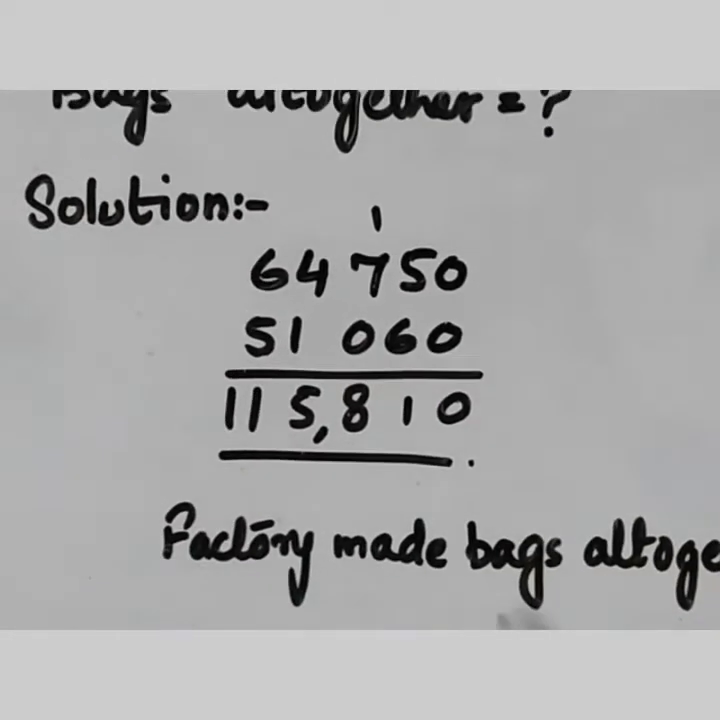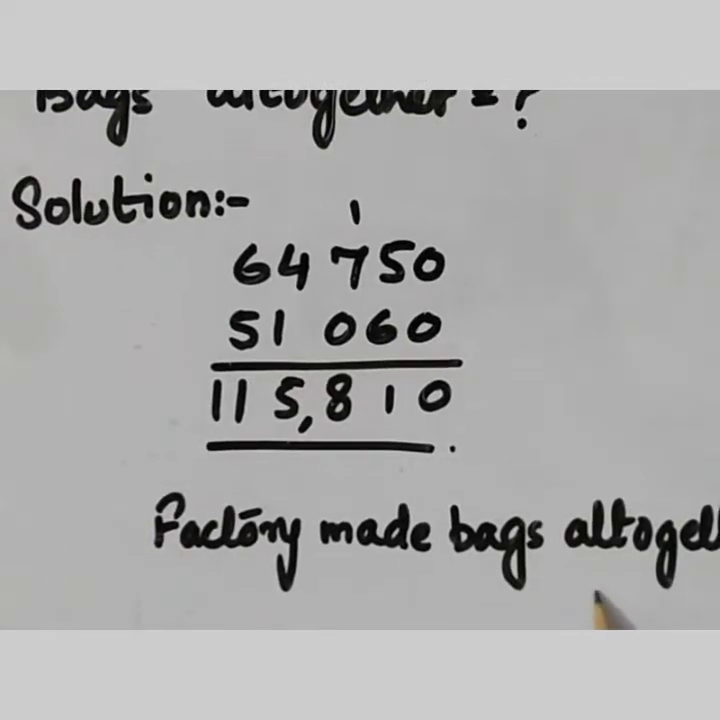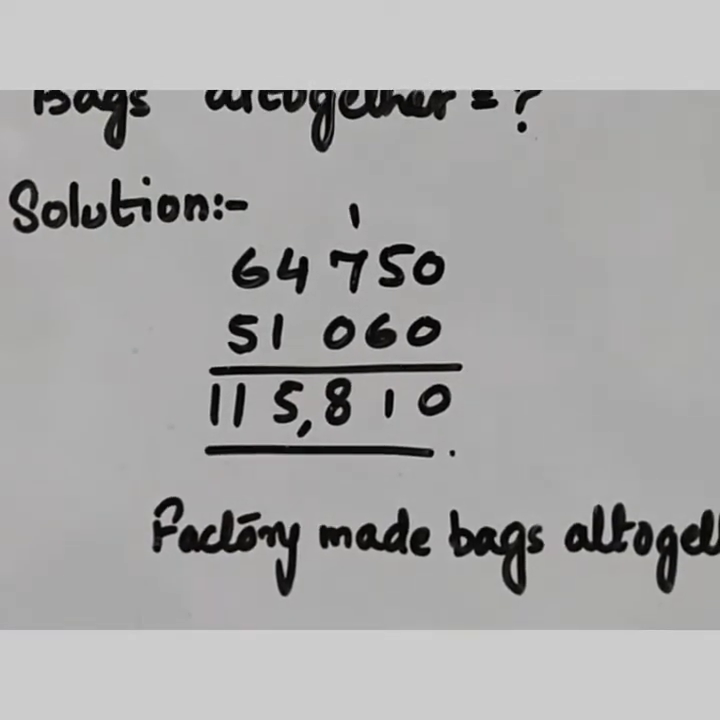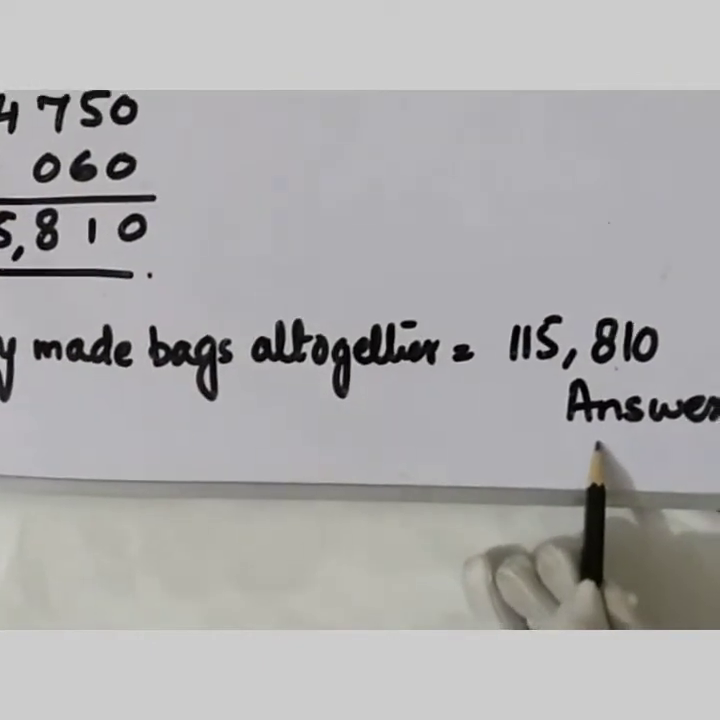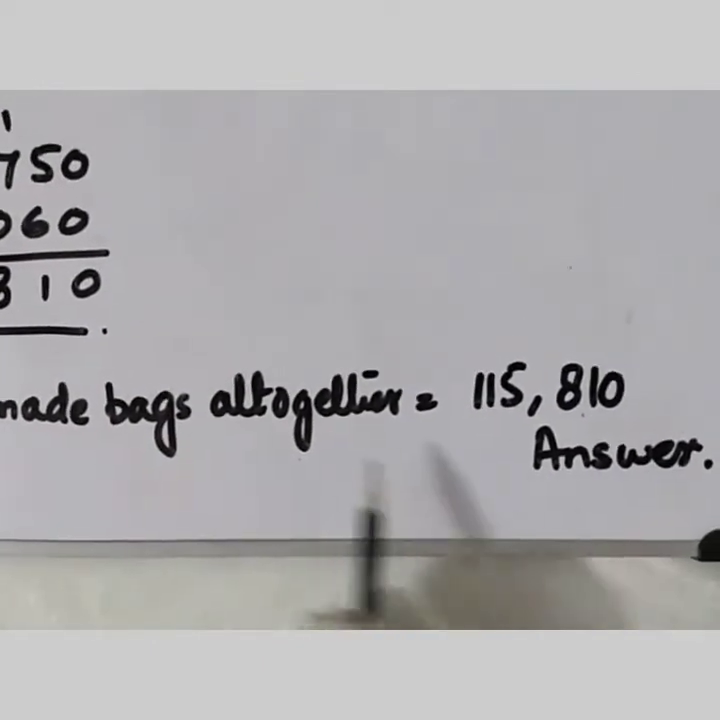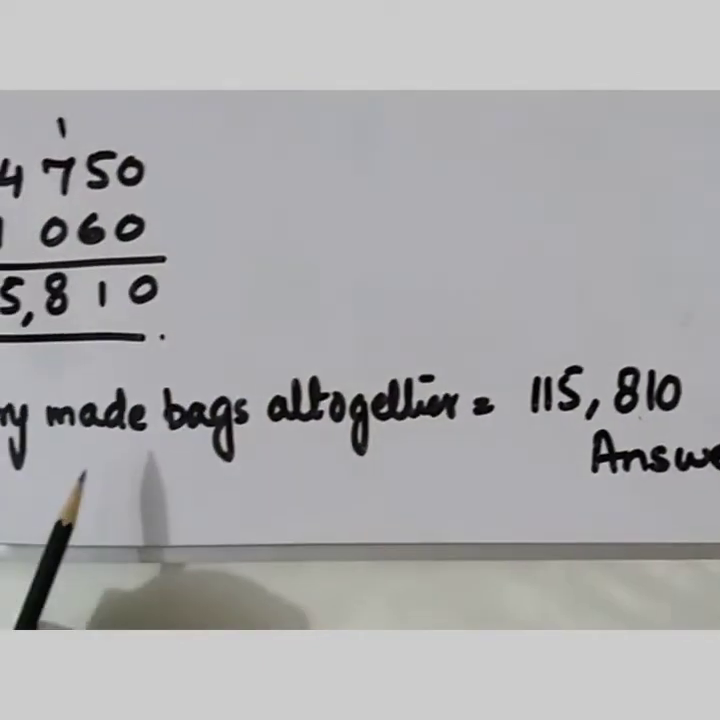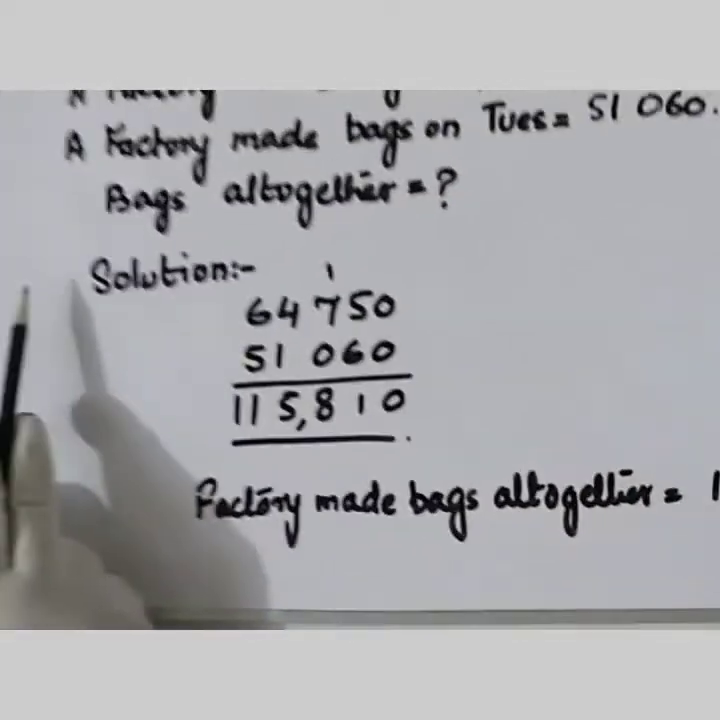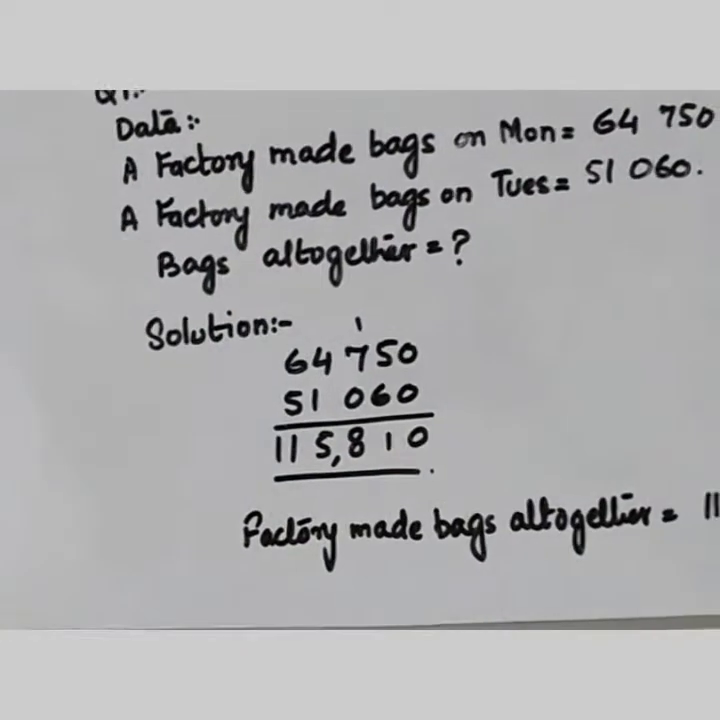Factory made bags altogether is 115,810 and it is your answer. You have to write all these in your notebooks. First write the question, then data, then solution, then your answer.